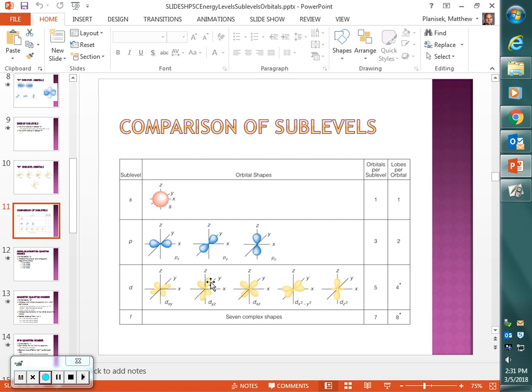Then we get the 4-petaled flower, right? 4-petaled flowers are what kind of orbitals? D orbitals, okay? And then there's a 4th shape that's called F orbitals that has 7 complex shapes, but we aren't going to get into that, okay? So the angular momentum quantum number tells us the shape of the orbital, okay?